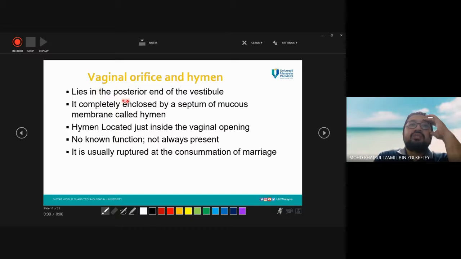So it lies in the posterior end of the vestibule, okay, lubang vagina, vaginal orifice. It is completely enclosed by a septum of mucous membrane called hymen. Hymen located just inside the vaginal opening. Non-function, not always present. It is usually ruptured at the consummation of marriage.